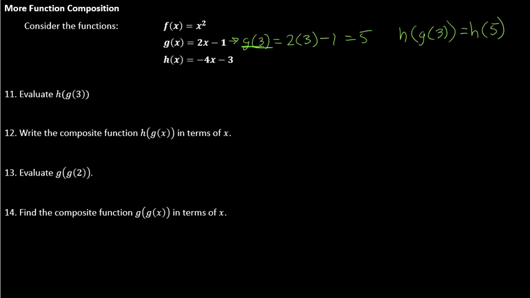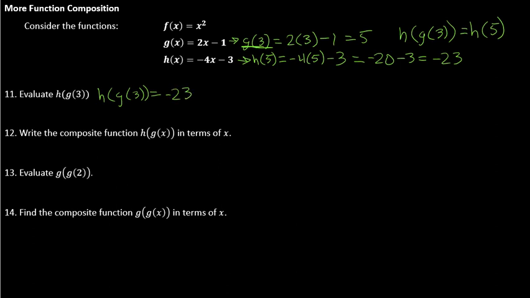Okay, so h of 5, we'll go ahead and do that. H of 5 equals negative 4x minus 3. Negative 4 times 5, negative 20, minus 3, negative 23. So h of g of 3 is simply negative 23. If we write it in terms of x and just try it again, just to make sure that we've got it, we can check our answer.